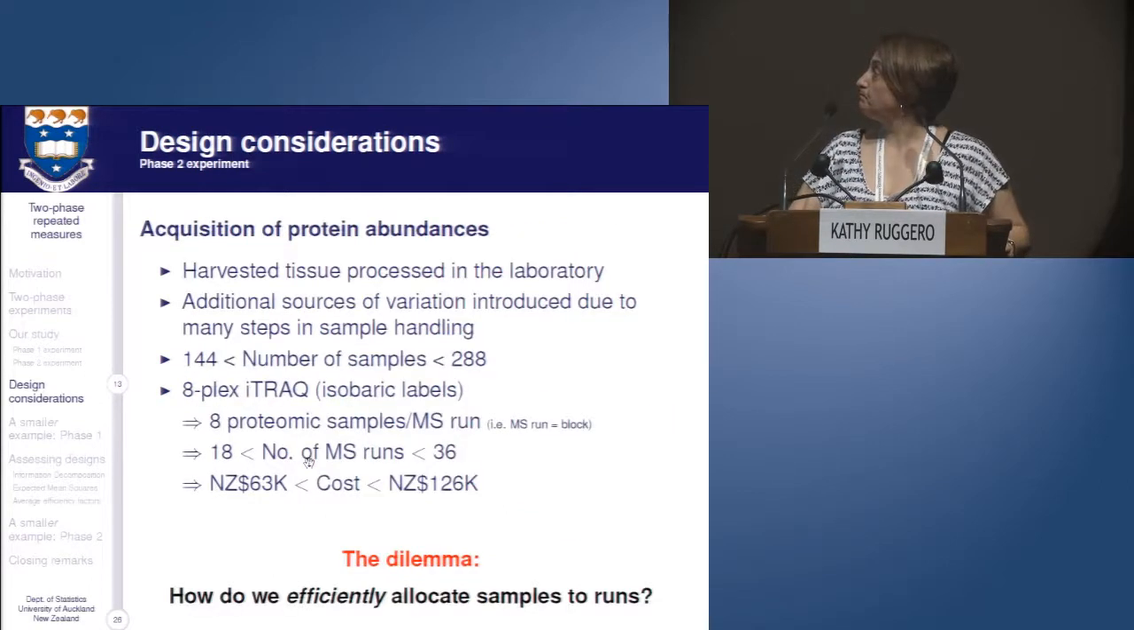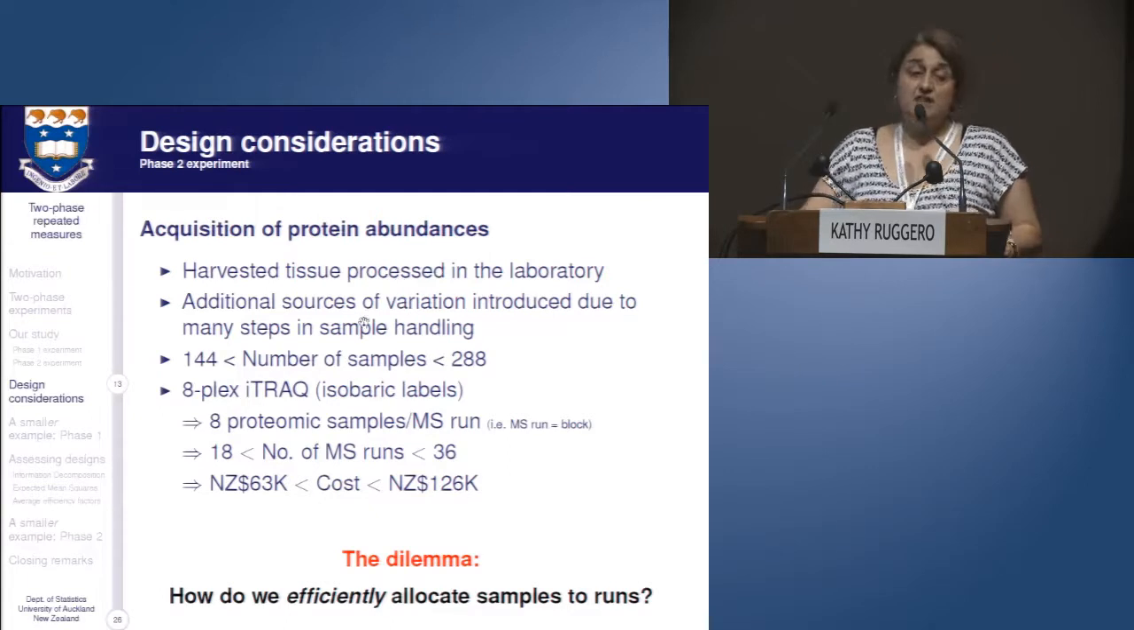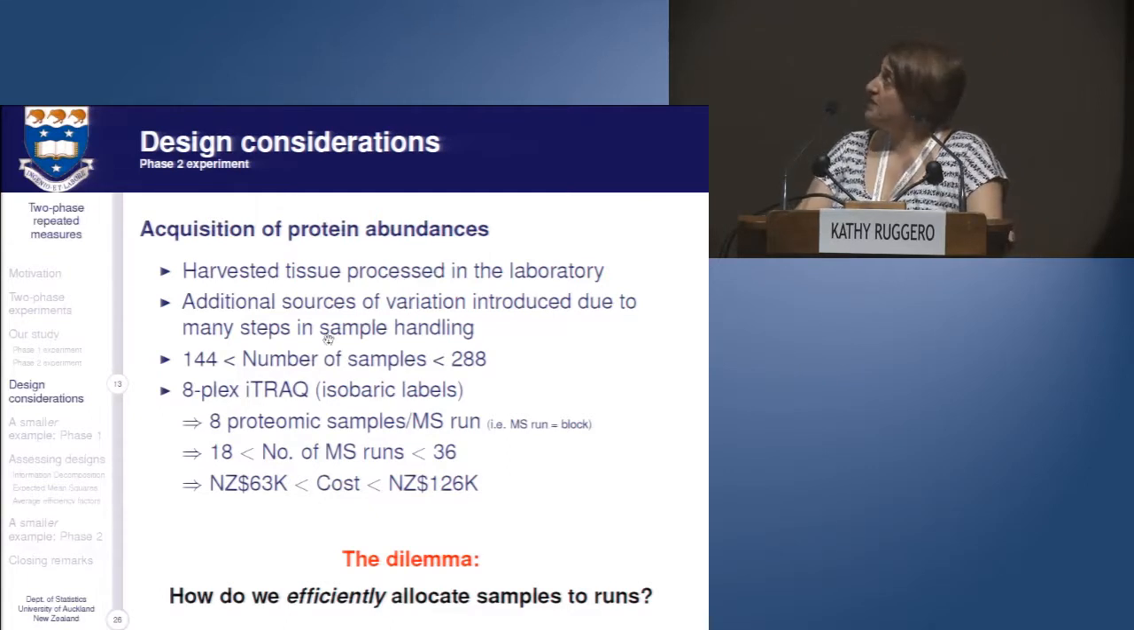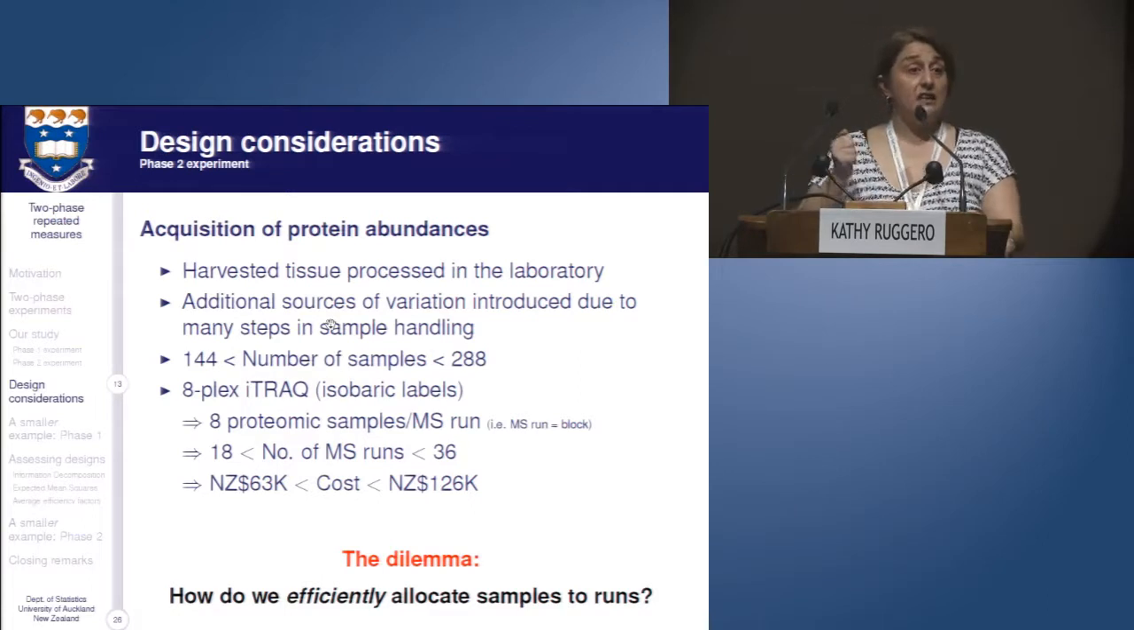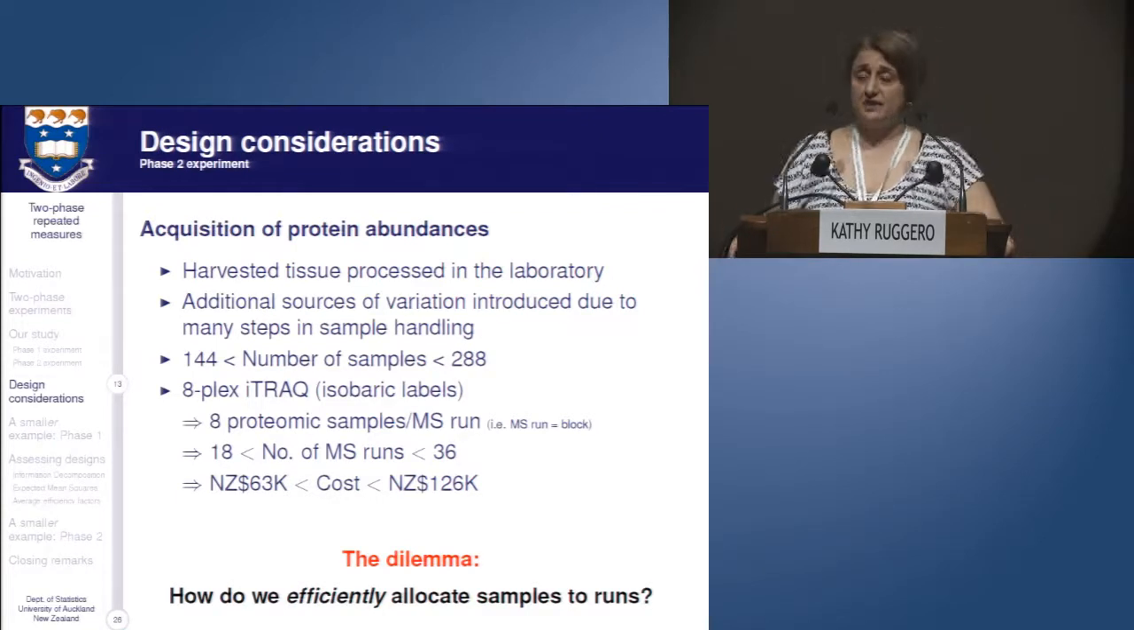Okay. The second phase experiment, the things we need to consider is that the harvested tissue has to be processed in the laboratory. This requires a lot of additional steps in handling of the material, pipetting, extracting the protein, total protein, all that sort of stuff. So there's a lot of variation that's actually introduced at this stage.